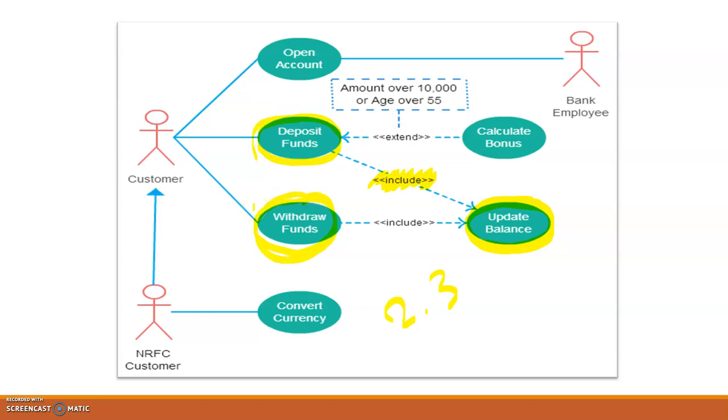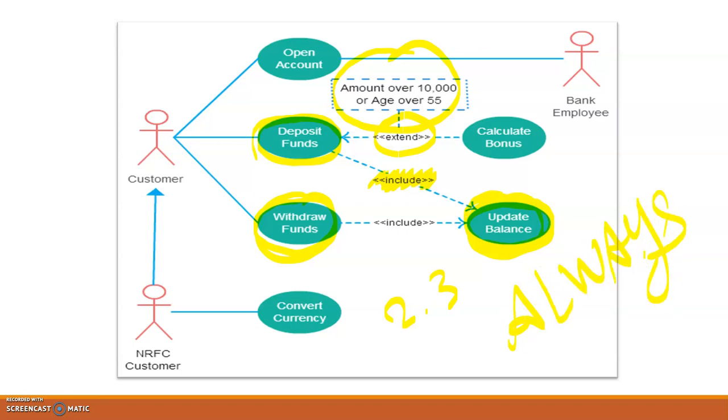Update balance always gets triggered whenever you deposit or withdraw money. The difference between extend and include is that include is mandatory while extend is optional, based on certain conditions, while update balance always gets triggered, mind it, whenever this case gets executed. It is compulsory to process this case. So this is about the include relationship.